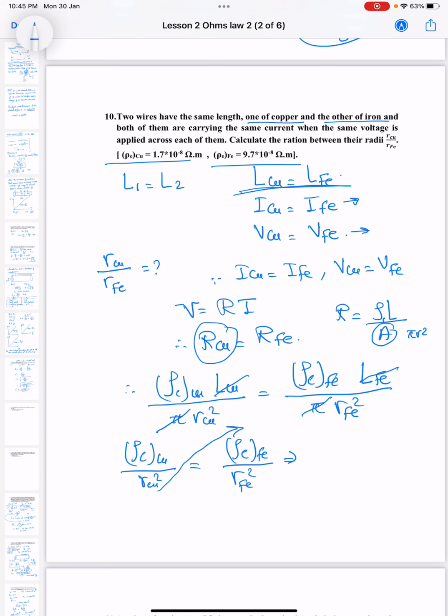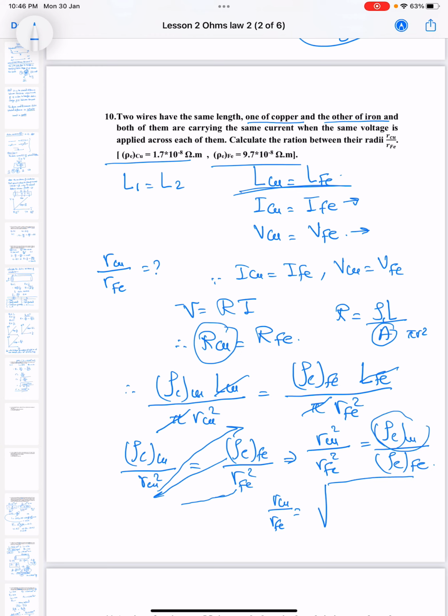So we get R copper square divide R iron square equal rho copper divide rho iron. Take the square root: R copper divide R iron equal square root of these values, from the given rho copper 1.7 times 10 to the power negative 8 divide 8.7 times 10 to the power negative 8, by calculator 0.42. Good. Okay, next problem.